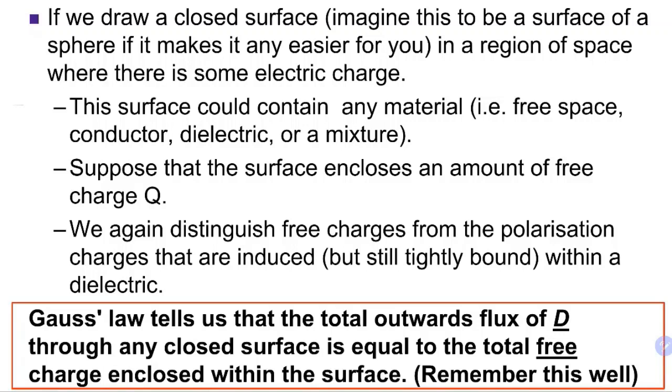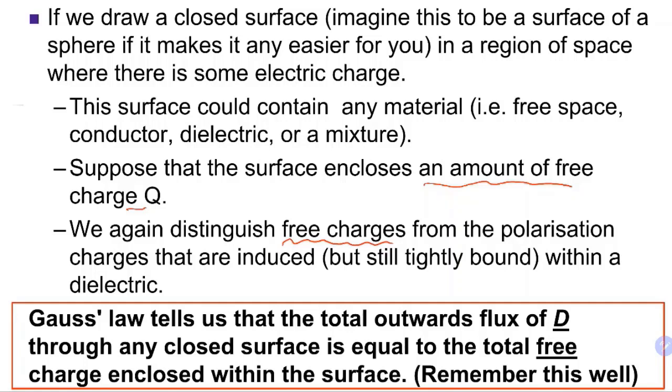Okay, so if you draw a sphere around any region of free space that has some electric charge, this surface can contain any material. It can be free space, conductors, dielectric, or a mixture. So if I draw a sphere and this sphere contains some charge enclosed inside, so if this surface has an amount of free charge Q, so we talk about free charge. So we talk about D.